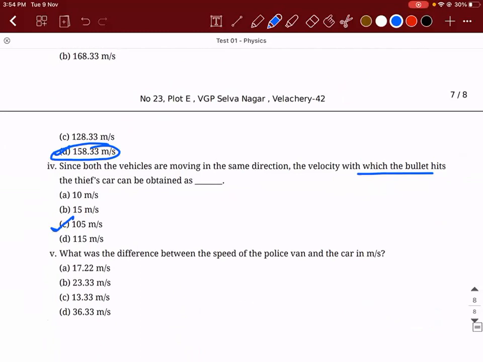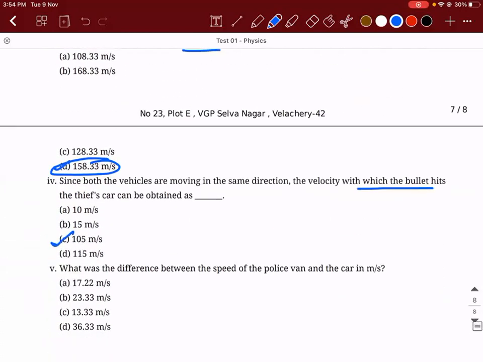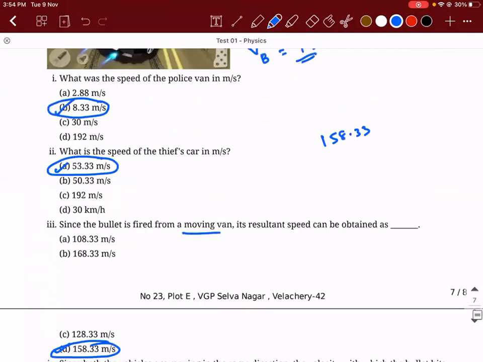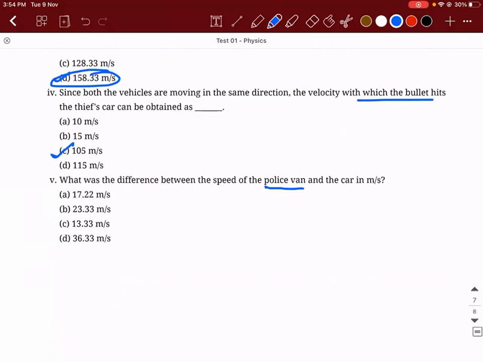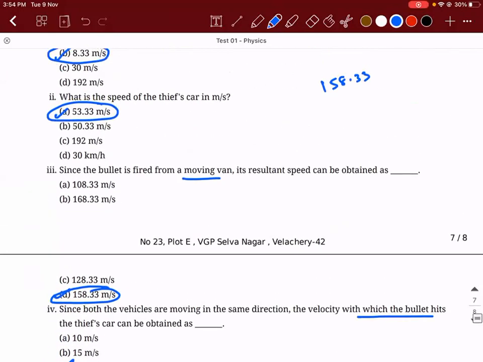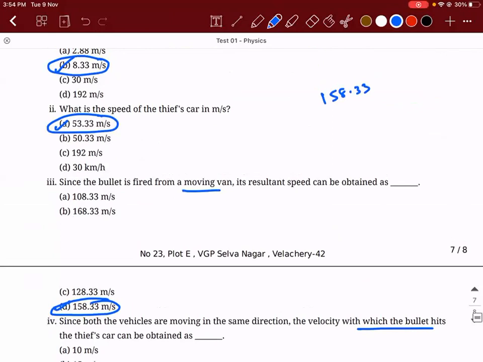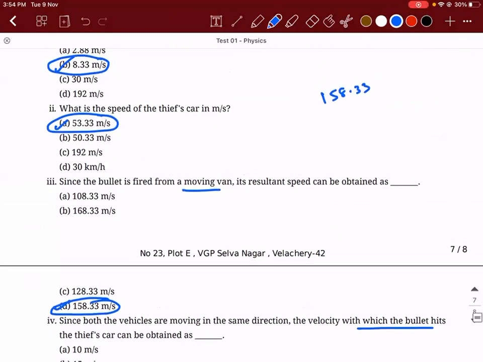What is the difference between the speed of the police van and car in meter per second? So 53.33 minus 8.33. Speed of the police van, 8.33, and the car 53.33. What is the difference? 53 minus 8 should come out as 46.